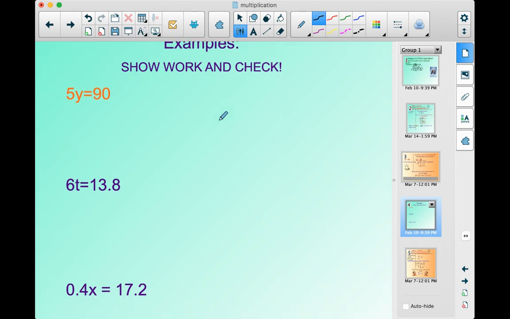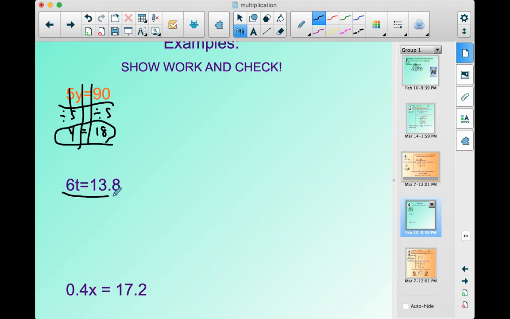All right, let's try a couple more. So 5y equals 90. Start by drawing my train tracks. Y is what I'm trying to get by itself. It's being multiplied by 5. So I divide by 5. If I do it on this side, I do the same thing on this side. Times 5 and divided by 5 cancel, getting y by itself. 90 divided by 5 is 18. So 18 is my answer. Plugging that in, 5 times 18 does give you 90.